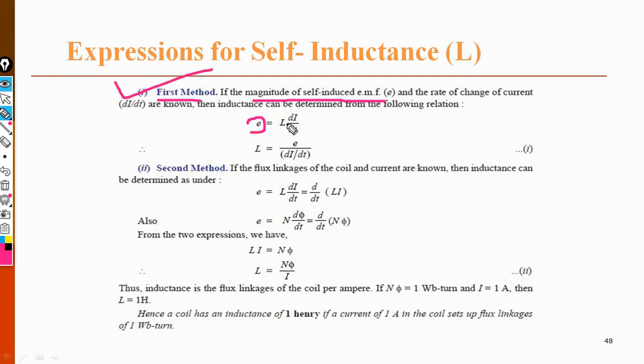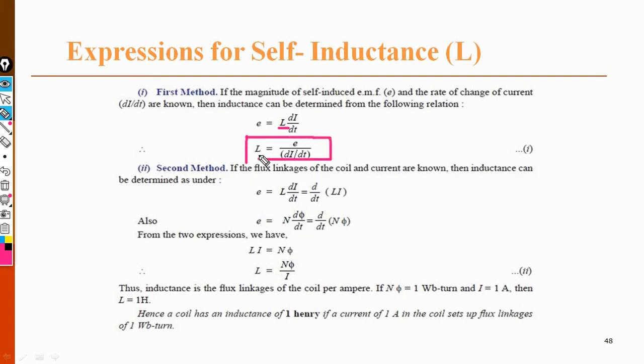That means induced EMF is directly proportional to the change in current with respect to time. Then we have arranged this equation, L is equal to E upon di by dt. Now this is the first method.